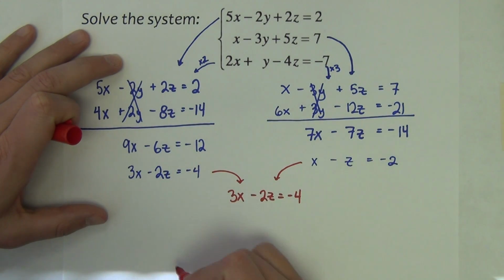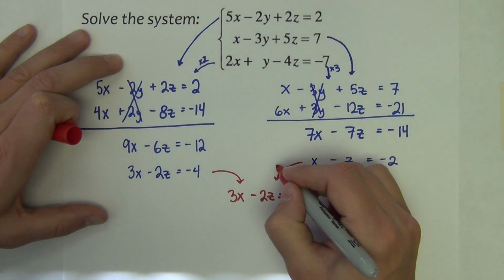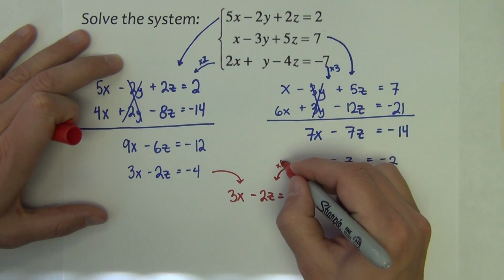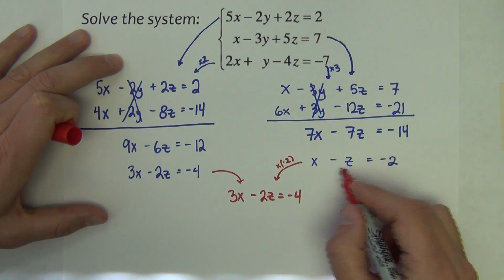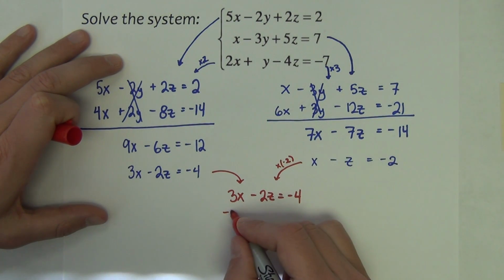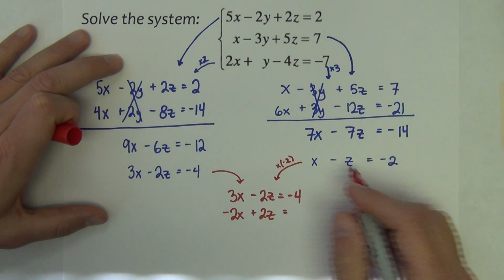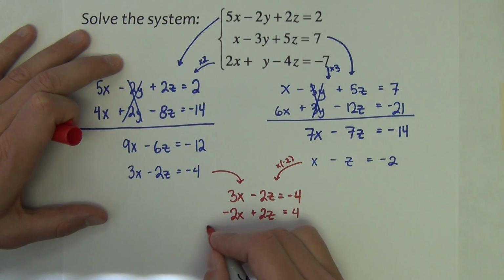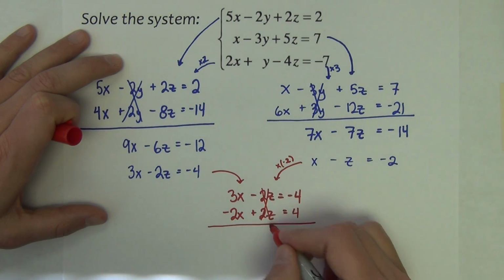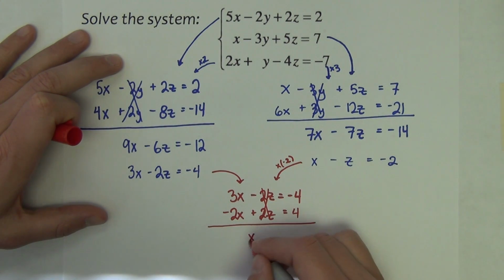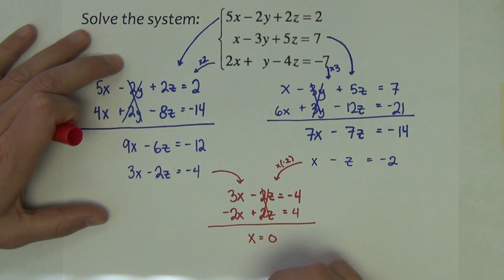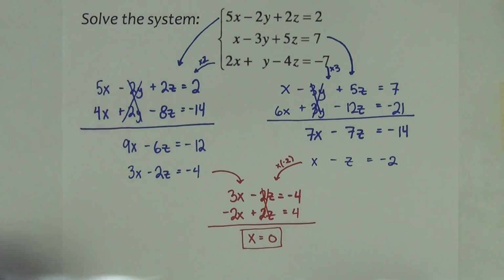Okay, so that's the first one. I'm going to take this equation times maybe a negative 2. Looking at the z's, that would give me negative 2x plus 2z equals 4. Here the z's cancel out, we get that x equals 0. And after all that work, we found out what one of the variables equals.